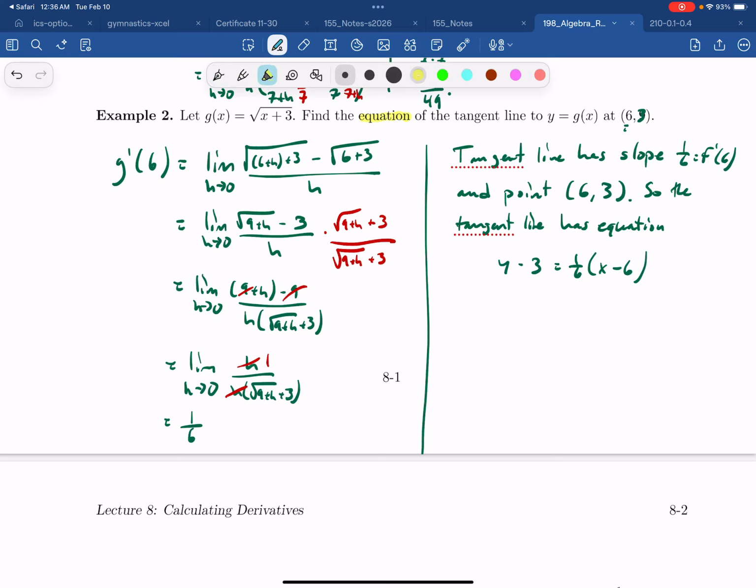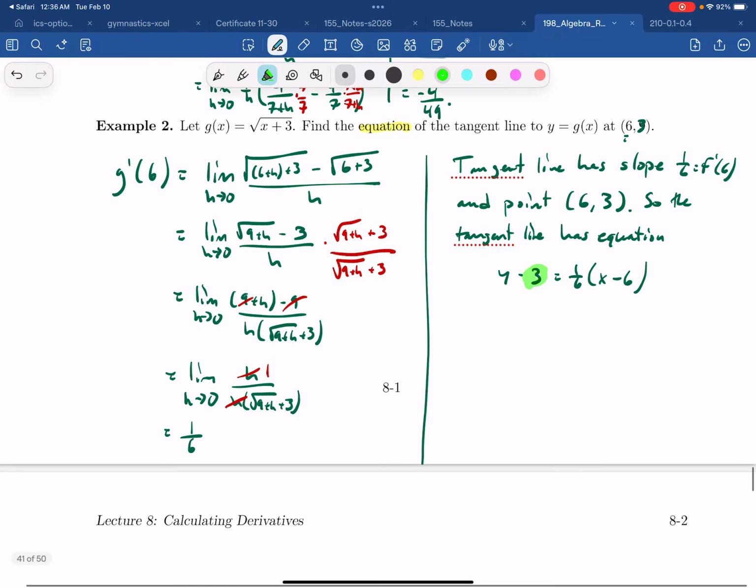Where am I getting this from? Y minus, well, let me use a different color. Y minus 3, what? Equals the slope times x minus 6. Okay. So that's our answer.